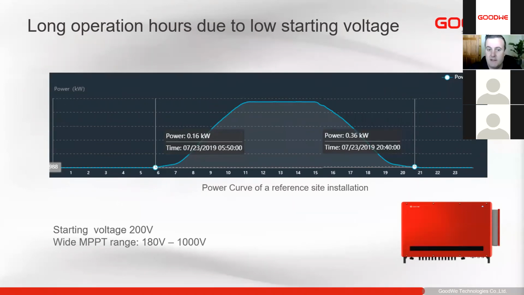That's just a reference curve. We also have lower startup voltages, especially for such big inverters, which only need 200 volts to start up production. That gives us a longer production window. Especially with more MPPTs, you might have some of your strings already having sunlight early in the morning, and those can start producing until the rest of the strings light up.